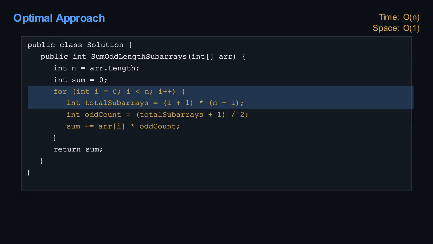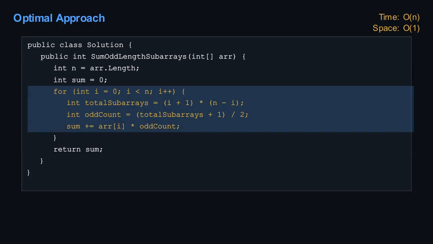Now, not all of these will be odd length. Half of these subarrays will be odd length, and half even. So, we take the total count, add 1, and divide by 2 to get the number of odd-length subarrays containing that element. We then multiply the element's value by this count and add it to our running total. This approach processes each element once.